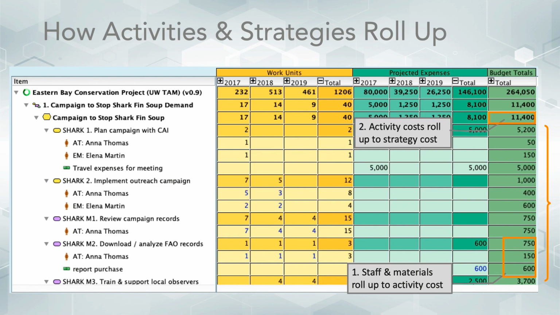Here, at the overall campaign strategy level, all the activities and associated expenses total $11,400. And for all 5 strategies, the budget is $264,050.